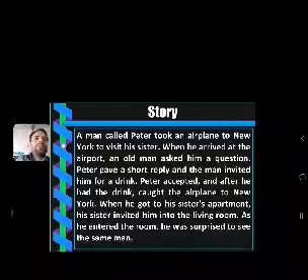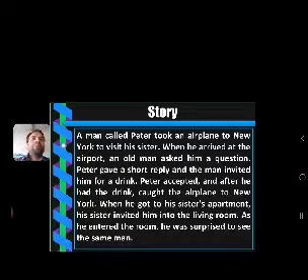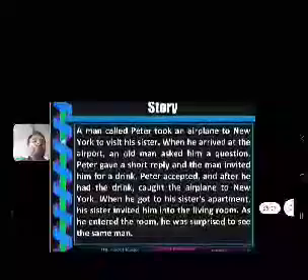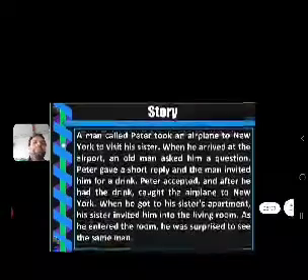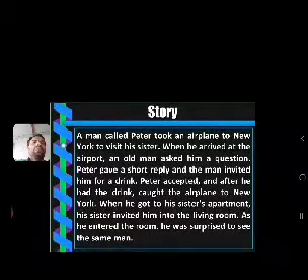A man called Peter took an aeroplane to New York to visit his sister. When he arrived at the airport, an old man asked him a question. Peter gave a short reply, and the man invited him for a drink. Peter accepted, and after he had the drink, caught the aeroplane to New York. When he got to his sister's apartment, his sister invited him into the living room. As he entered the room, he was surprised to see the same man.